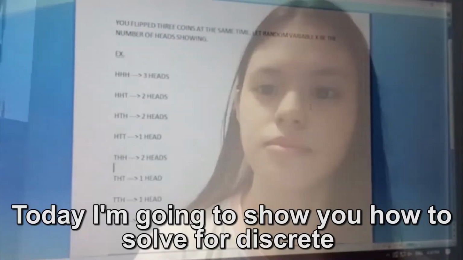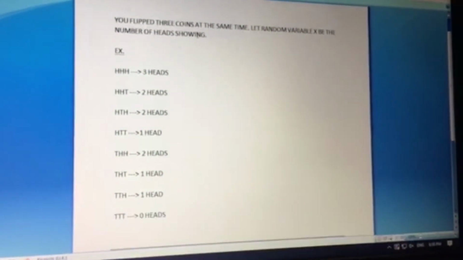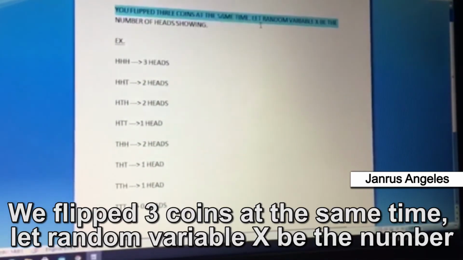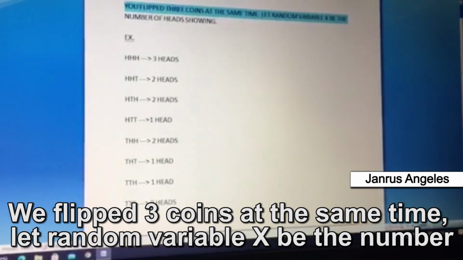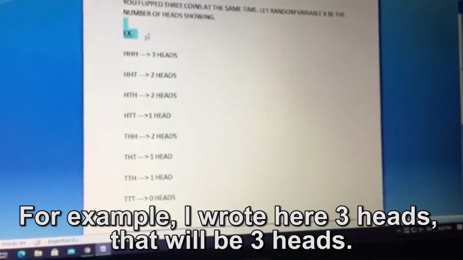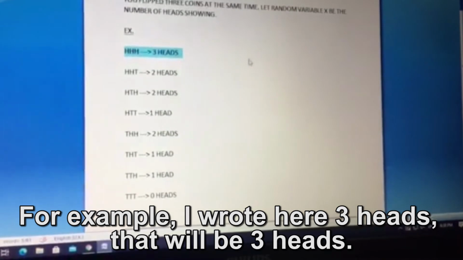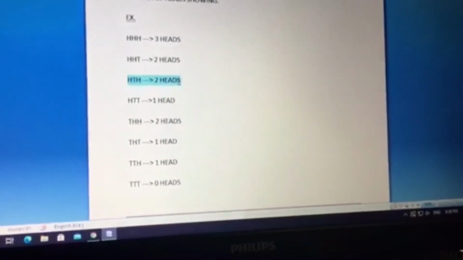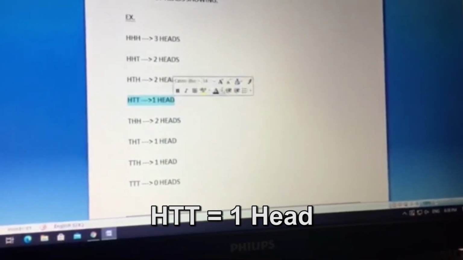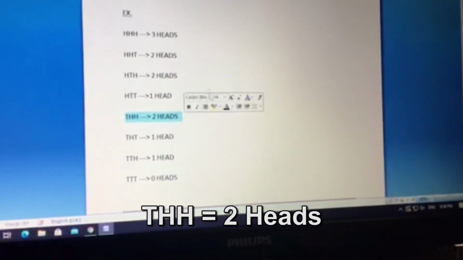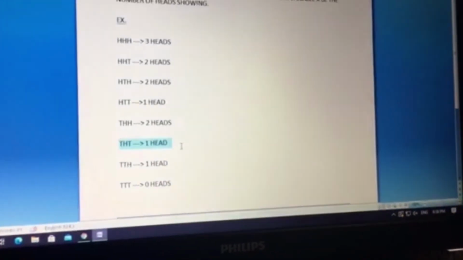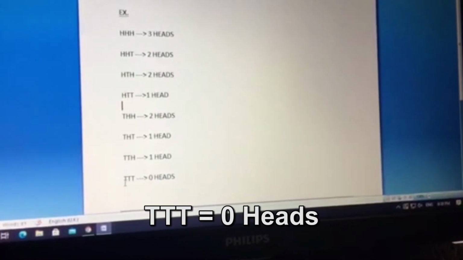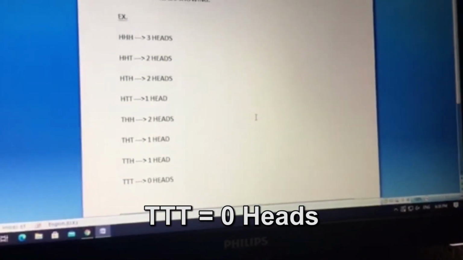Today I'm going to show you how to solve for a discrete probability distribution. Three heads will give me 3 heads. Head, head, tail will give me 2 heads. Head, tail, head will give me 2 heads. Head, tail, tail will give me 1 head. Tail, head, head will give me 2 heads. Tail, head, tail will give me 1 head. Tail, tail, head will give me 1 head. And 3 tails will give me 0 heads.